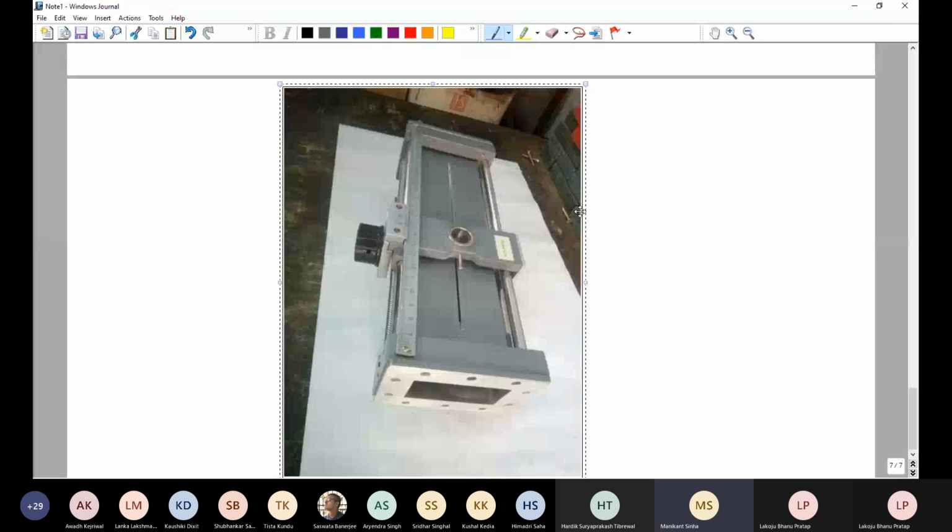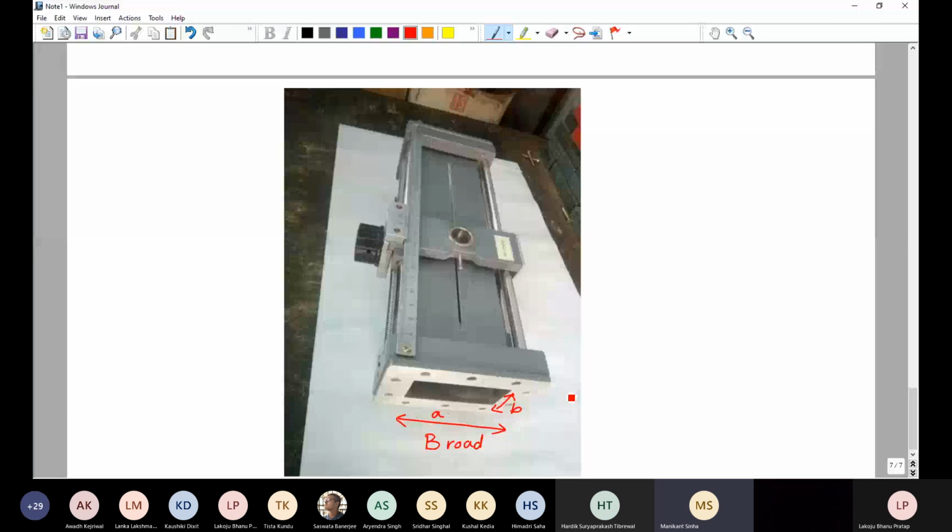So this is how the slotted section appears. You see the slot on the middle of the waveguide, and then you see one moving carriage attached to this waveguide. This is the broad wall, and the narrower wall. You could see the slot is cut on the broad wall, and a moving carriage is attached to this waveguide. You can move this carriage using this black knob to both ends of the waveguide, along the slot.